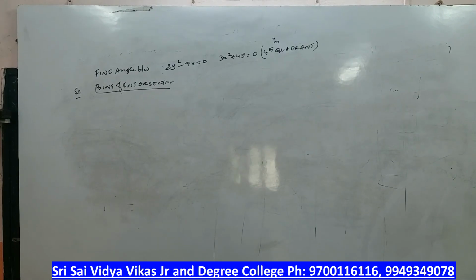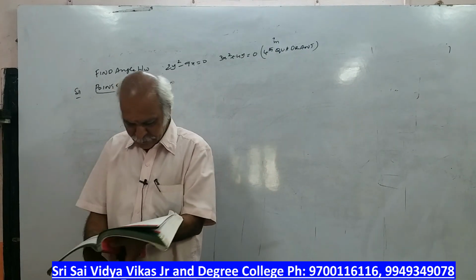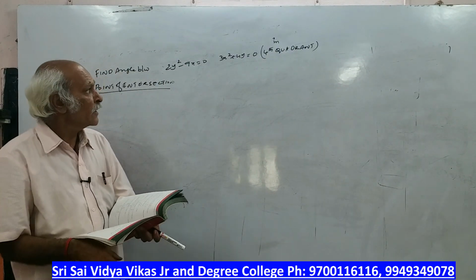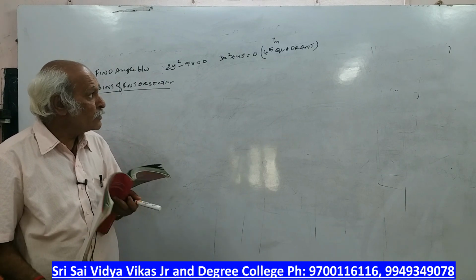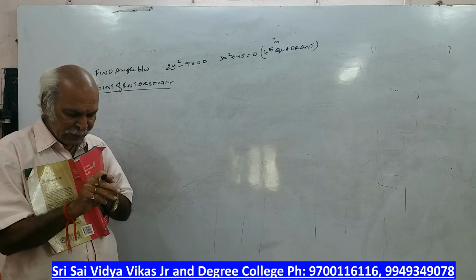Okay, next one. It says find the angle between 2y square minus 9x is equal to 0 and 3x square plus 4y is equal to 0 in the fourth quadrant. Okay, he specifically said the fourth quadrant. We'll see what is the meaning of that.